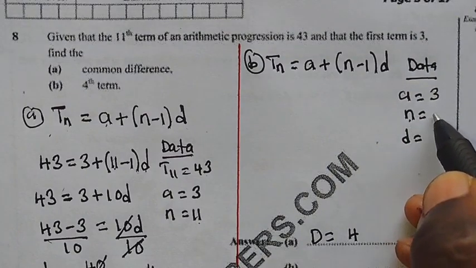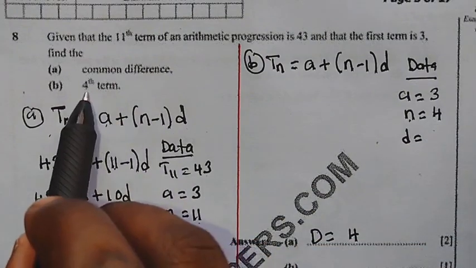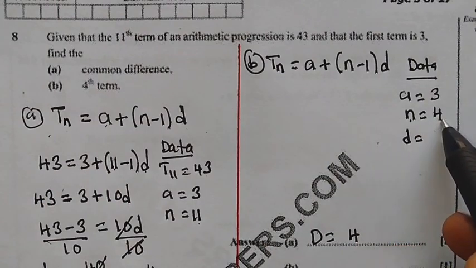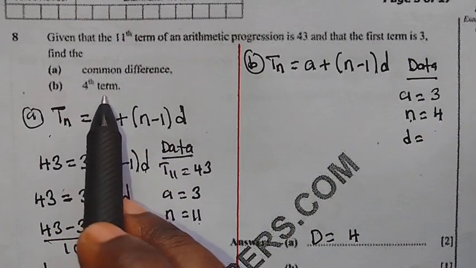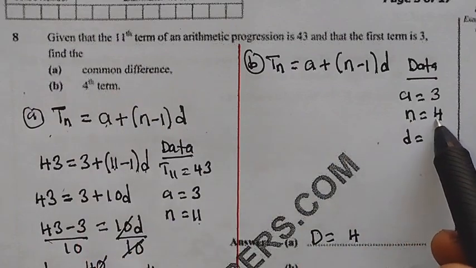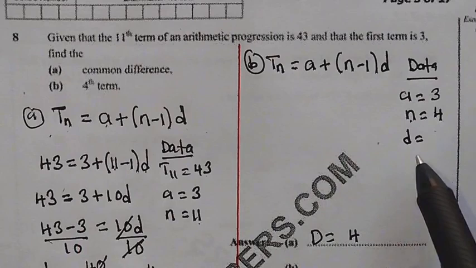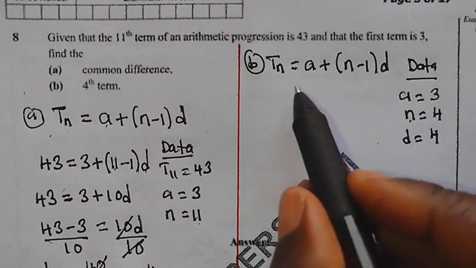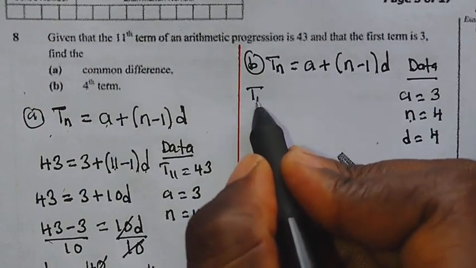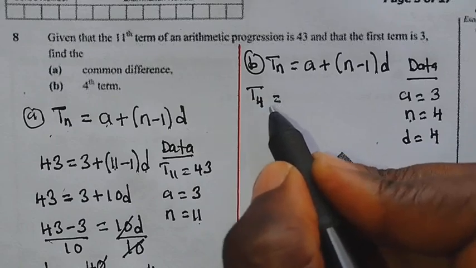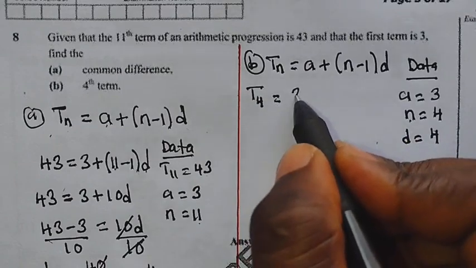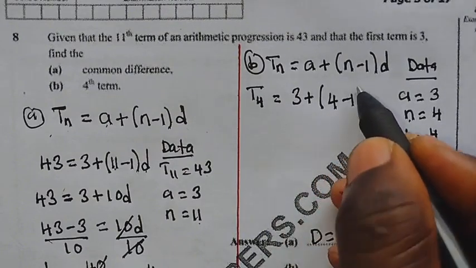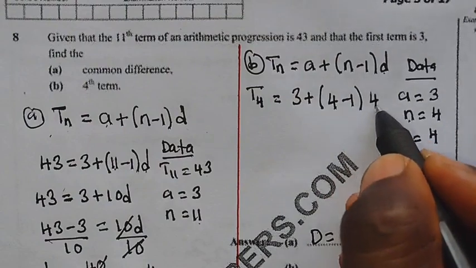n will be 4, because the position of the term we are finding is the fourth term. So n represents the position of the term, which is 4. D is the common difference, which we have just found to be 4. So we are going to replace these values. We say T4, meaning term 4, equals, where there is A, we put a 3 plus open bracket, where there is n, we put 4 minus 1, and where there is D, we put a 4.